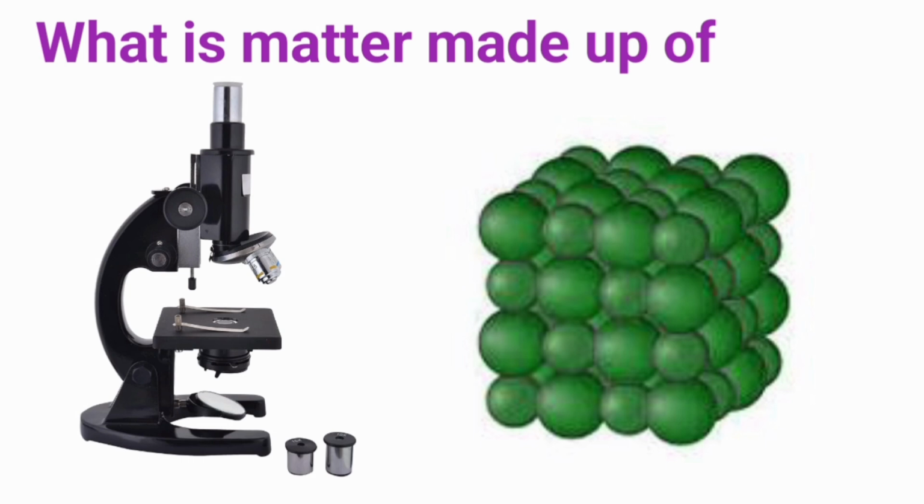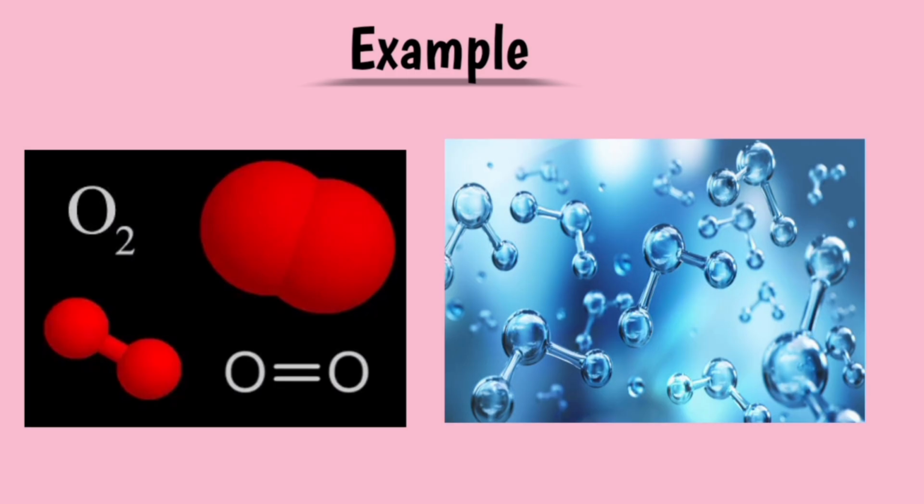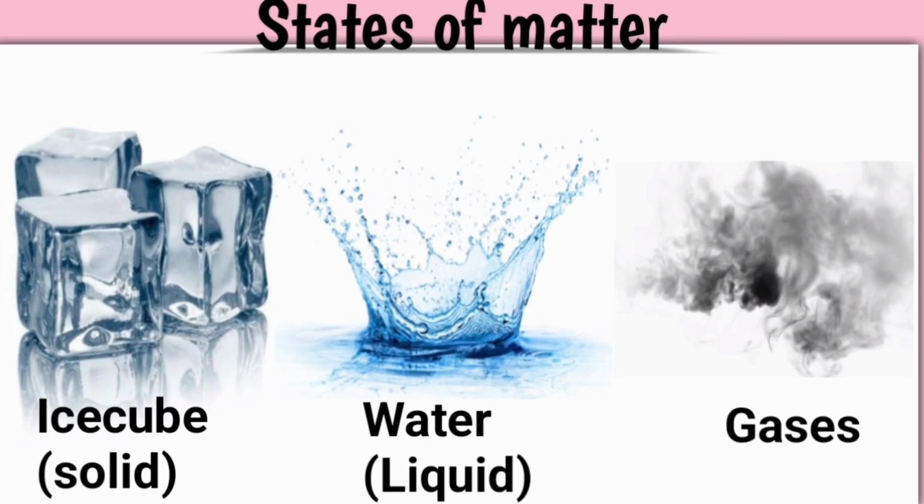The molecules of different substances are different. For example, oxygen gas is made up of many molecules of oxygen. Water is made up of many molecules of water. States of matter. Matter exists in three states: solid, liquid and gas.